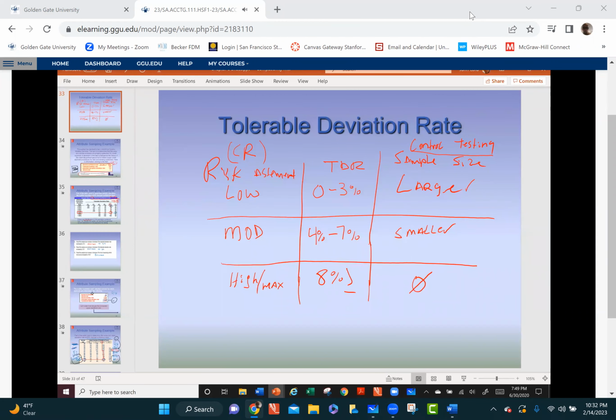And then you came back and your deviation rate fell in here, okay? Sometimes students will say, okay, well now you can slide down to moderate. No, that does not work that way, because you set up your whole sample in a manner that what you thought you were here, and then your results came back and said, no, you're not here.